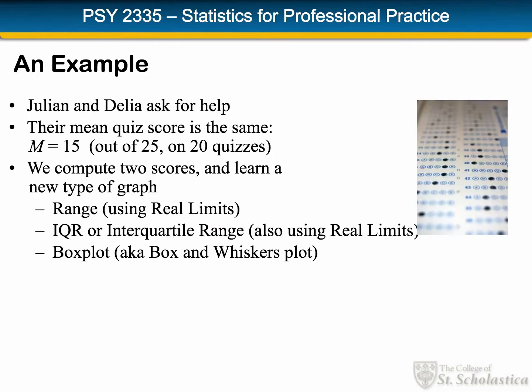To see how these measures work, we're going to use an example of 2 students, Julian and Delia, who come to a tutor center asking for help. They're in the same class, and they have the same average or mean quiz score of 15 out of 25, and they'd both like to be doing better. In the examples, we're going to compute our 2 scores, a range and an interquartile range, and we're also going to learn a new type of graph, a box plot.